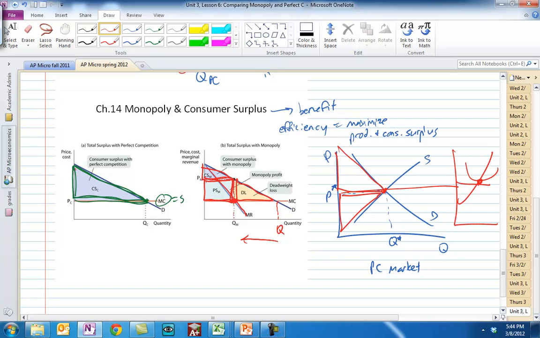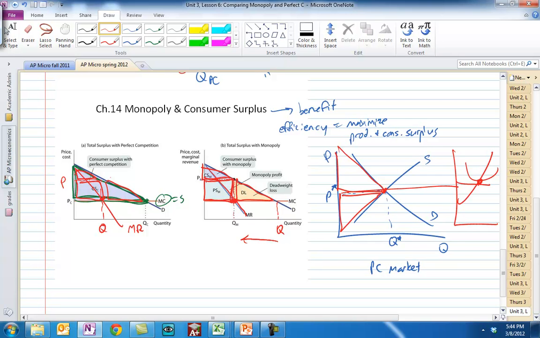We could do that same thing on this graph. We just added a marginal revenue curve. Here's the monopoly quantity and price. Here's the consumer surplus. Here's the profit, which is equal to producer surplus. And here's the deadweight loss.